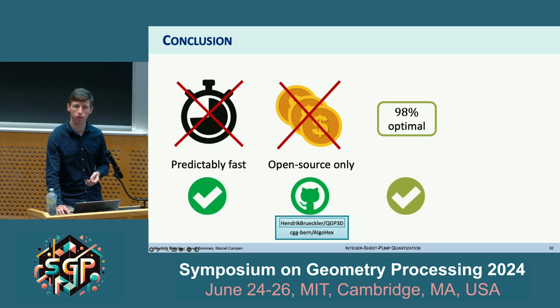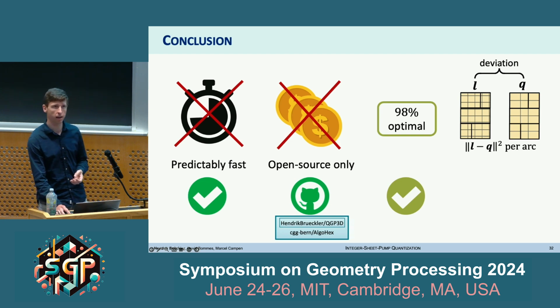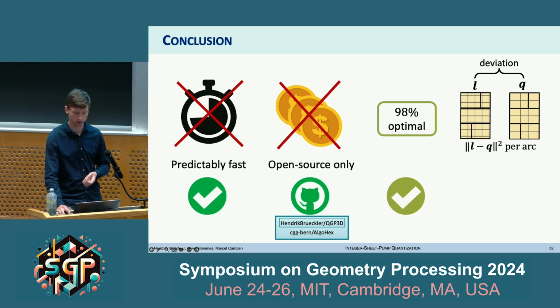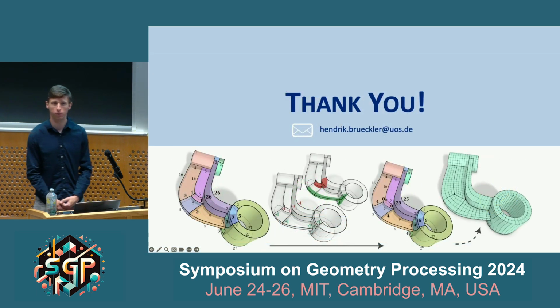Eventually, the quality of a quantization can, of course, only be as good as its objective function, and quadratic deviation per arc has been a practical choice for this. It is easy to implement, it plays nicely with integer solvers, but whether it is actually the best choice for a more flexible iterative approach is more of a question for future work. All right, thank you very much for your attention.